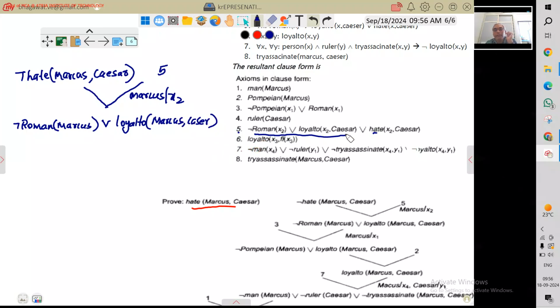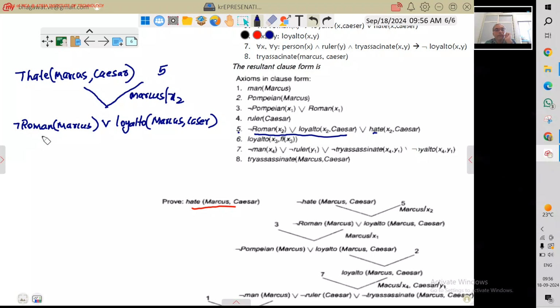So now we have resolved. Now hate(Marcus, Caesar) won't come into my resolvent clause because it is cancelled, because hate(Marcus, Caesar) and negation hate(Marcus, Caesar) cannot go simultaneously hand in hand. So now I have a new resolvent clause. Again I start the principle of resolution. Now I will check whether any of my literals can be cancelled.